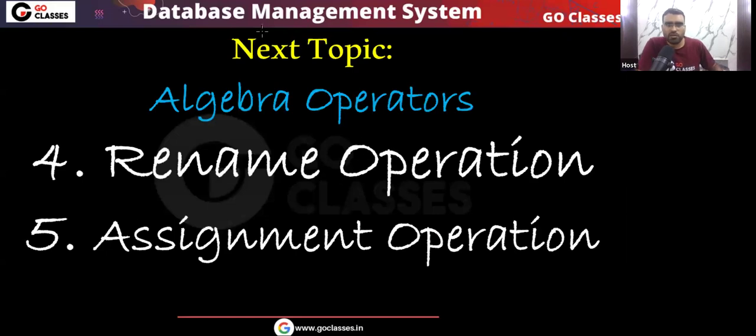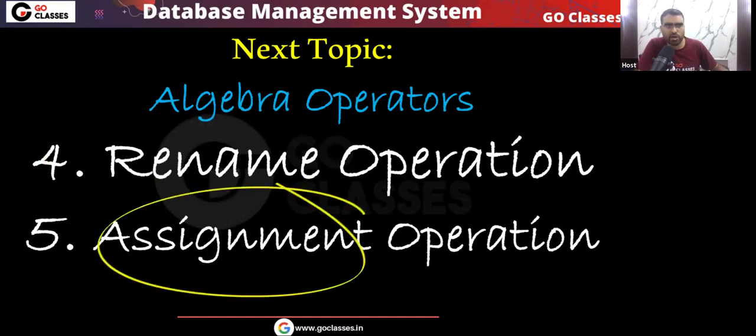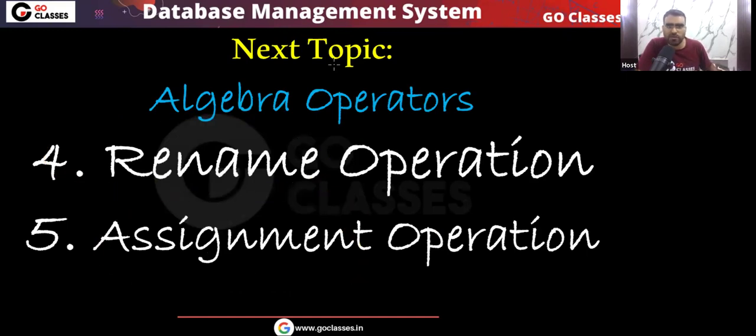Okay, now a very small topic, that is the rename operation. What is this rename operation and assignment operation? This assignment operation we have already seen, right? This is very intuitive: you have some result that you are assigning to something. This result you are calling by name S. So this assignment is actually very simple. Now let's see the rename operation.